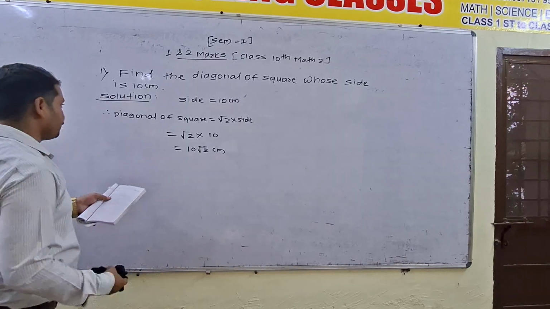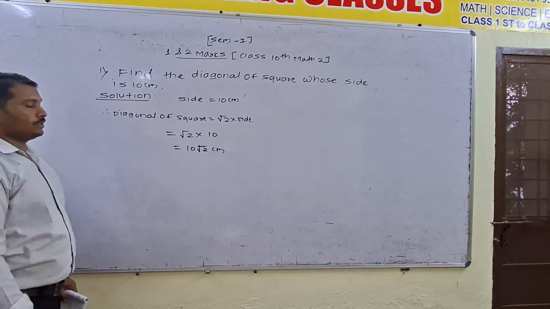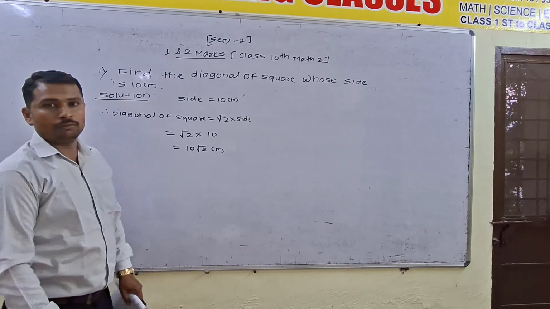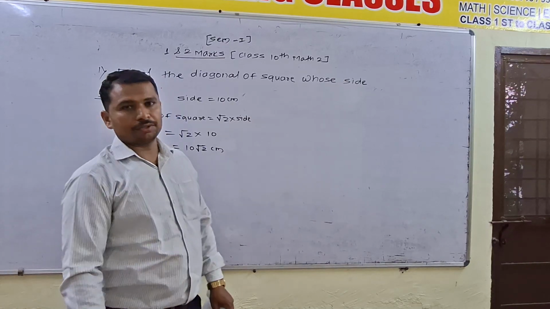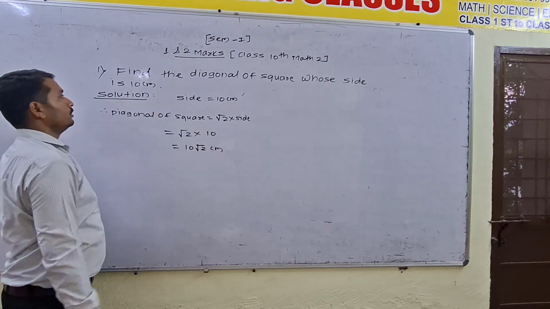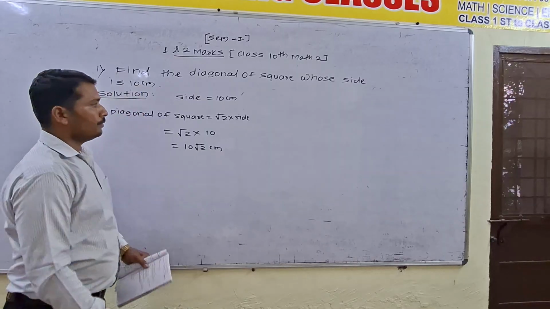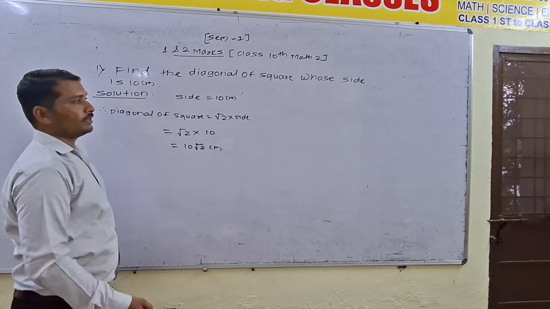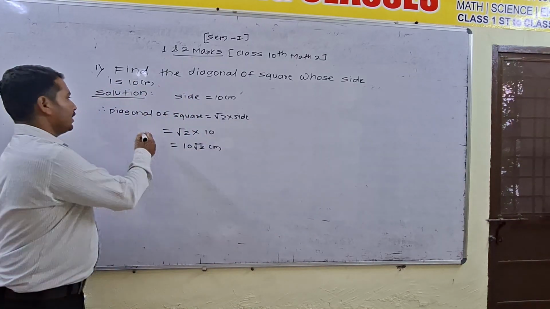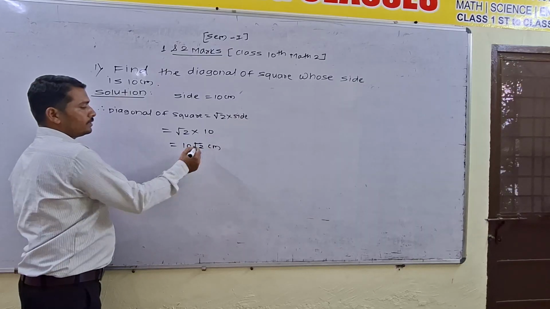Question number 2. Are you done? Write down this slowly. So these are all 1 or 2 mark questions. Each and every question is solved step by step. So first, find the diagonal of a square whose side is 10 centimeter. Okay, we try to solve by another method, and we know that method is the Pythagoras theorem. So in this paper it is very easy. Write down there, diagonal of square is equal to root 2 into side. So root 2 multiplied by 10, the answer is 10 root 2.